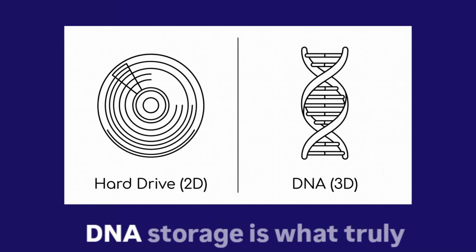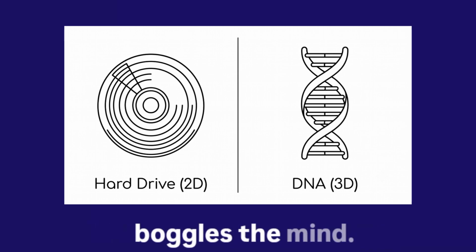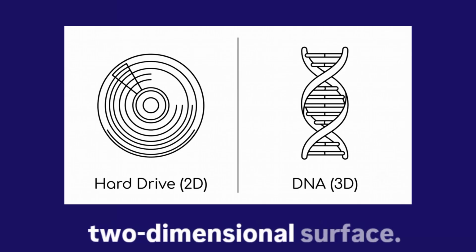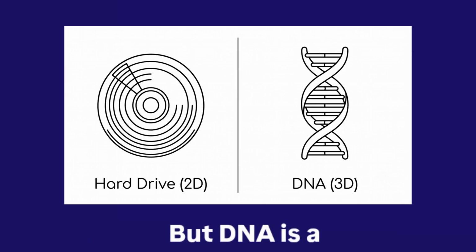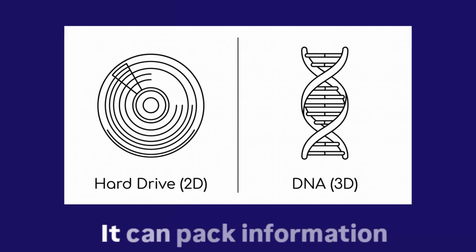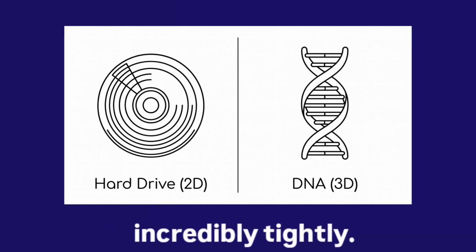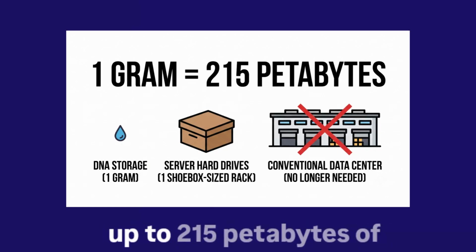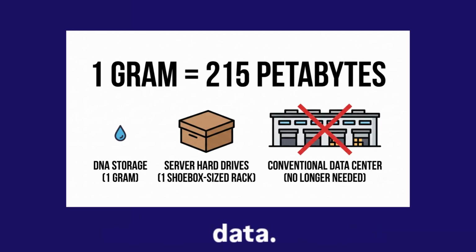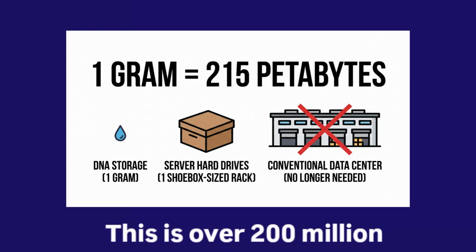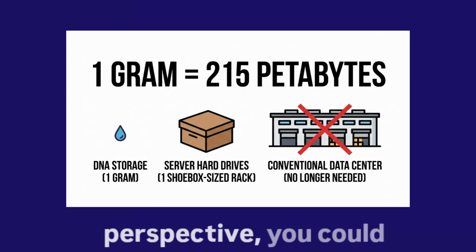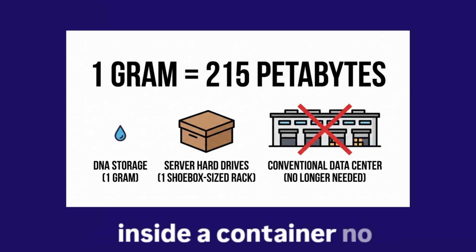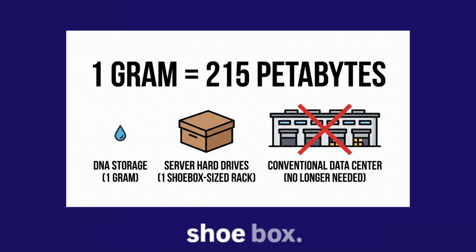But the sheer density of DNA storage is what truly boggles the mind. In traditional hardware, data is written on a flat, two-dimensional surface. But DNA is a three-dimensional molecule. It can pack information incredibly tightly. A single gram of dry DNA can theoretically store up to 215 petabytes of data. This is over 200 million gigabytes. To put that into perspective, you could store the entire internet inside a container no larger than a standard shoebox.